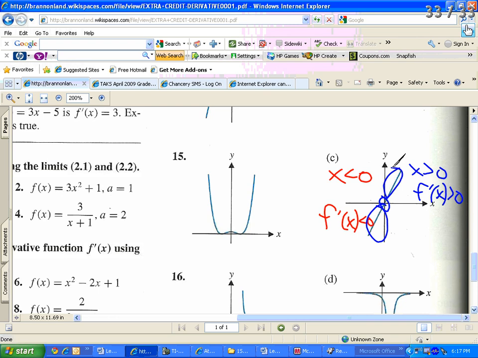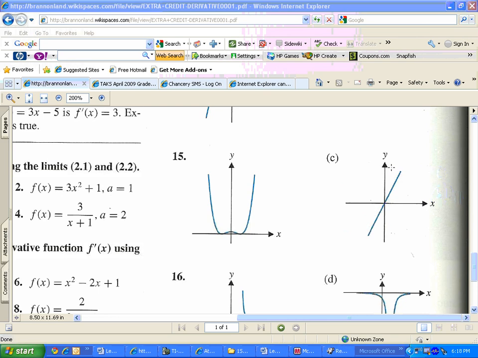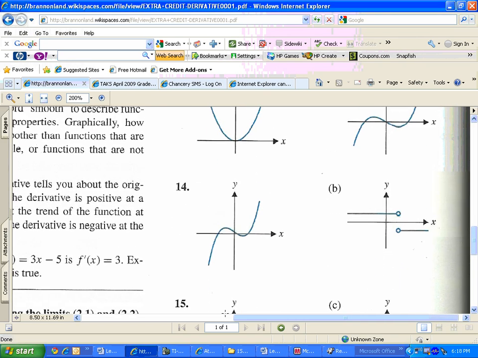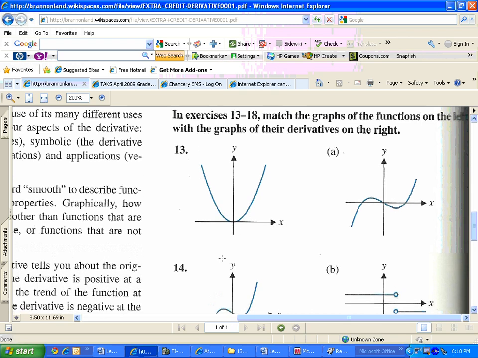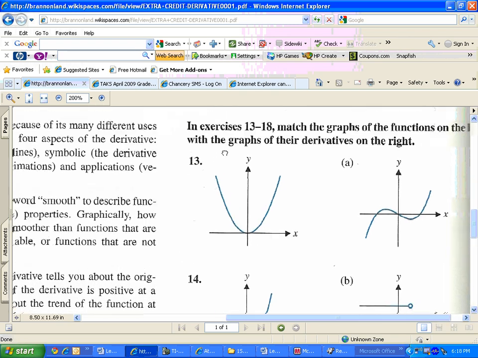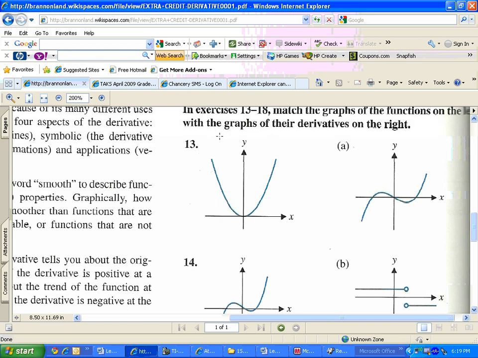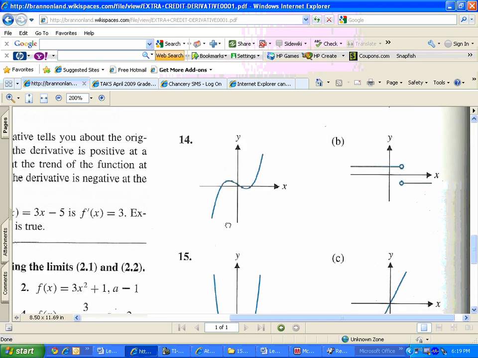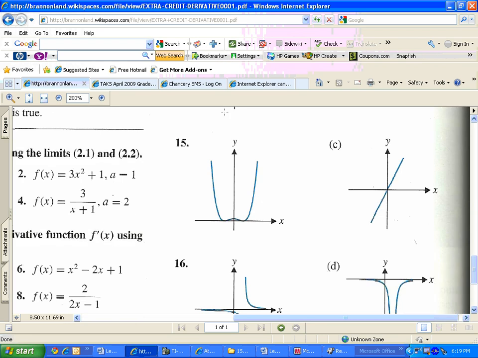matches with number 13. So remember, if I look at the graph of 13, that's a parabola, right? So this is a quadratic function. Well, the derivative, we found out from that derivative sheet that we did the other day that the derivative of parabolas should be linear equations. And that's what we have for answer choice C.